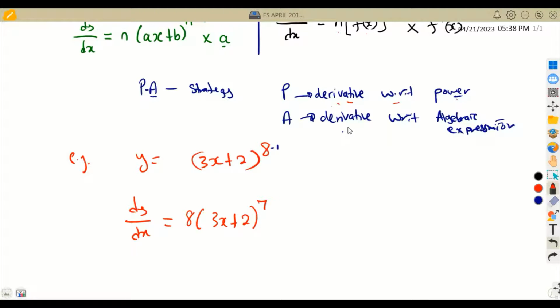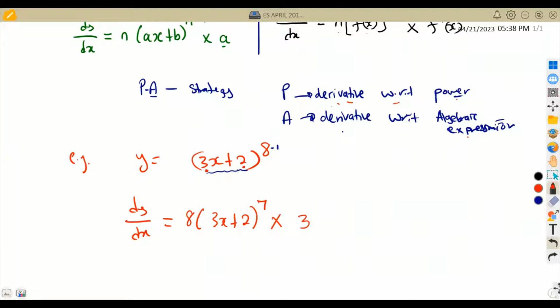Then we move on to the derivative of the algebraic or the trigonometric part. That's the one that you're going to have inside the bracket. So we are going to multiply by the derivative of 3x plus 2. The derivative of 3x is 3. The derivative of 2 is 0. So we're going to have 3.